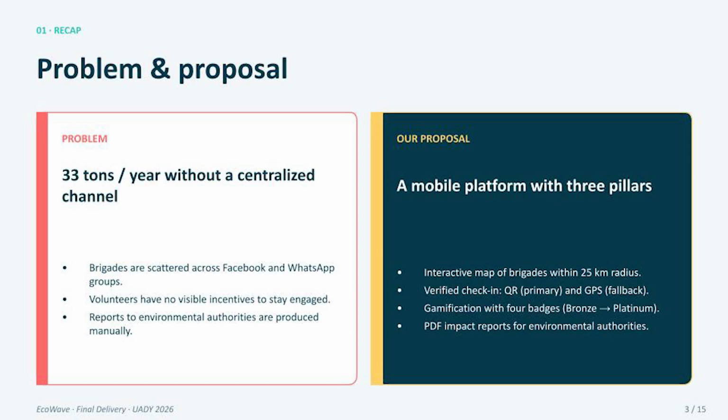ecowave is a mobile platform built on 3 pillars: an interactive map of brigades within a 25-kilometer radius, a verified check-in via QR code with GPS as fallback, and gamification with 4 progressive badges from bronze to platinum.